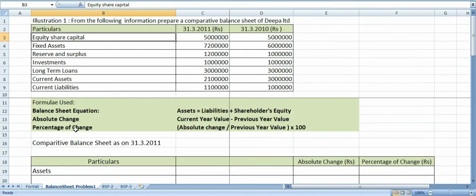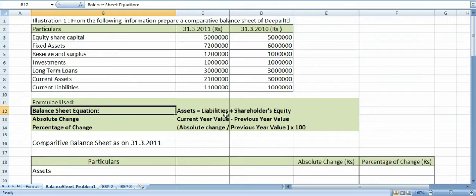Now let's go through this problem. Illustration 1: From the following information, prepare a comparative balance sheet of Deepa Limited. They have given the particulars for two years, one is 2011 and the other is 2010. They have items like equity share capital, fixed assets, reserves and surplus, investment, long-term loans, current assets and current liabilities.